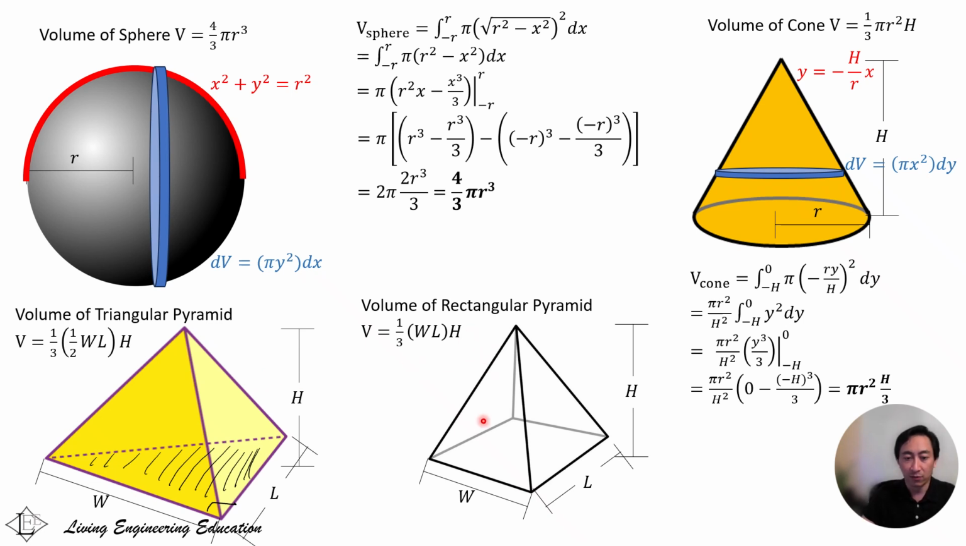Similarly, we can have a rectangular pyramid, right? So your base is a rectangle with width W, length L. Your height, again, defined as your peak point here, dropping down to this base rectangle. Then we can define it as 1/3 times the base area, W times L, times the height H, right?